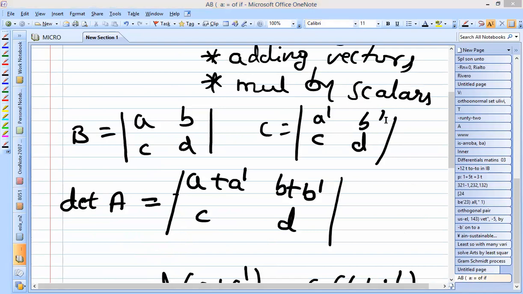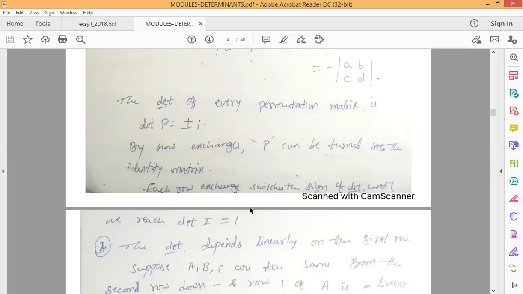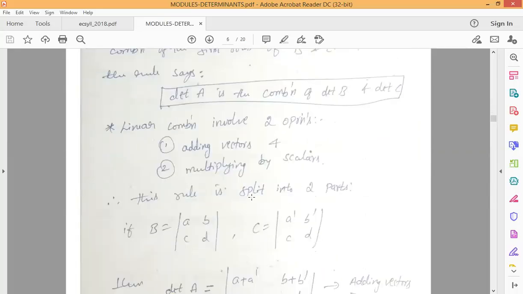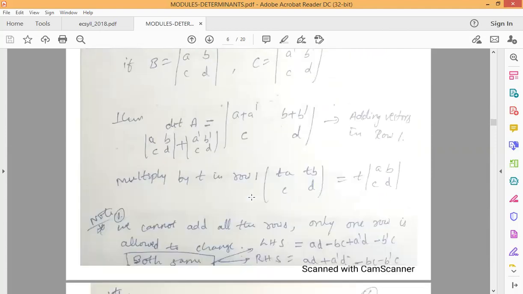Now coming back to this, the same operation has been shown here, and also you can multiply the row elements by some constant scalar value. Here we have shown the multiplication of row 1 by the value T. For the matrix B, we have considered TA, TB, C, D, which can be written as T into the determinant of A, B, C, D.